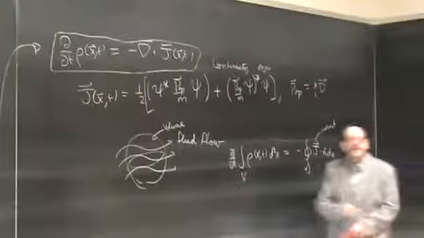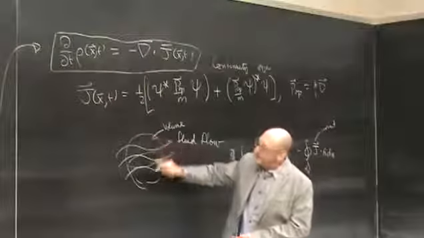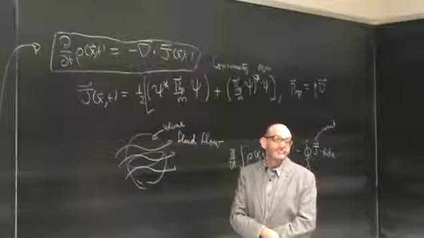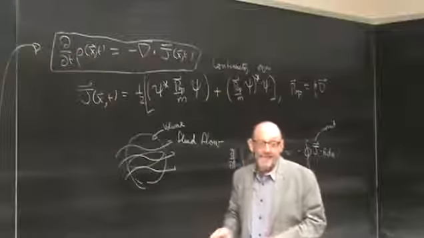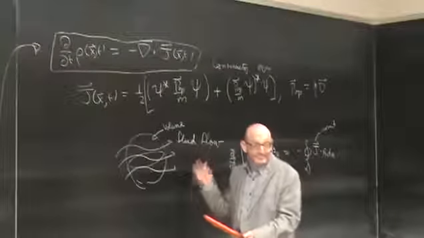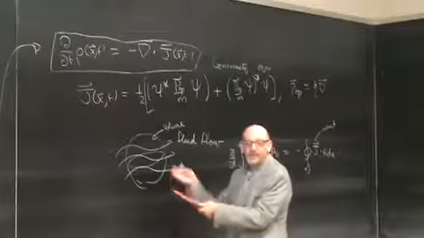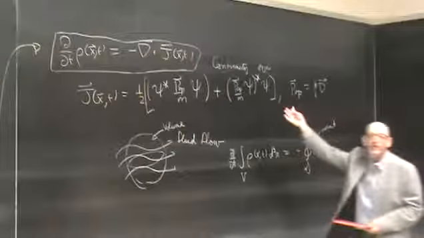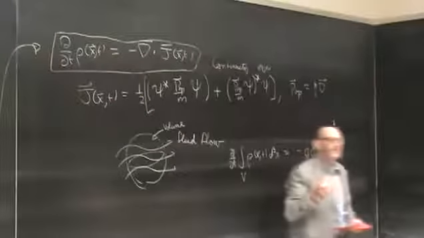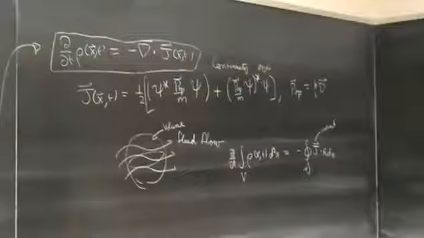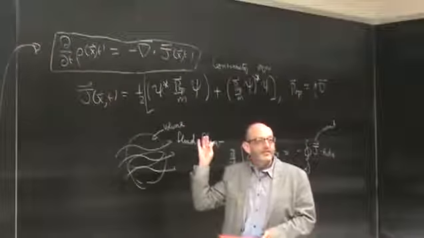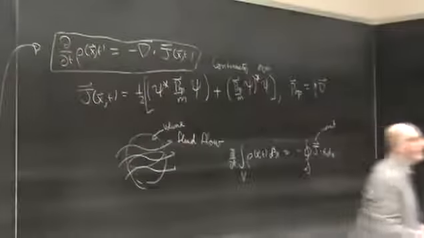Which is to say, if the stuff inside the volume is decreasing, the only way that can happen is if it's leaving. Stuff is neither created nor destroyed, it just moves around. That's what the continuity equation tells us. It tells us that the stuff is neither created nor destroyed, it just moves from one place to another.